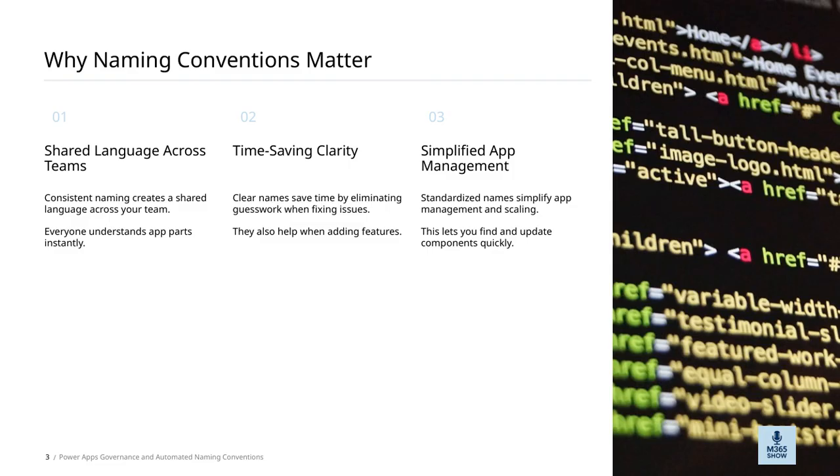Another key point is that consistent naming creates a shared language across our team. Everyone understands what each part of the app is right away, which improves collaboration and reduces confusion. So overall, good naming conventions aren't just about tidiness. They're a crucial part of efficient, scalable, and collaborative app development.